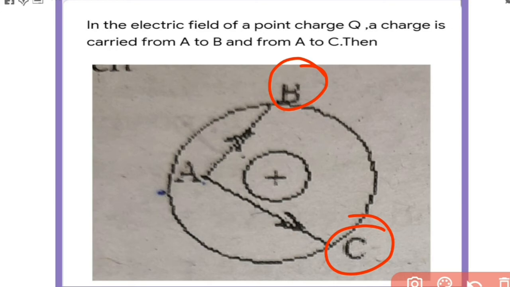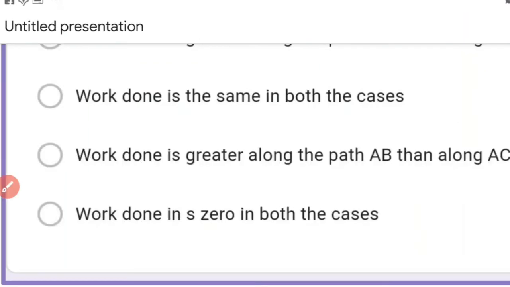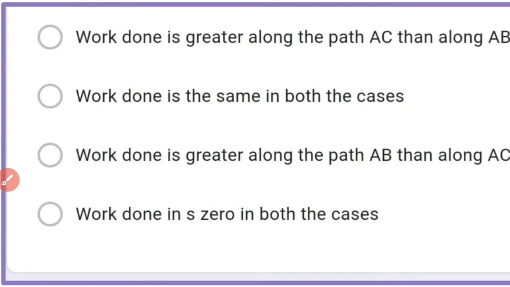So we know work done is given by W equal to Q into potential difference, that is delta V. Work done in moving the charge is Q into delta V. Here the same charge Q is moved. Then what about delta V? Whether it is from A to B or A to C, delta V will be same because B and C are at same potential. So potential difference is same, hence the work done will be same. So the second option is correct, that is work done is the same in both the cases.